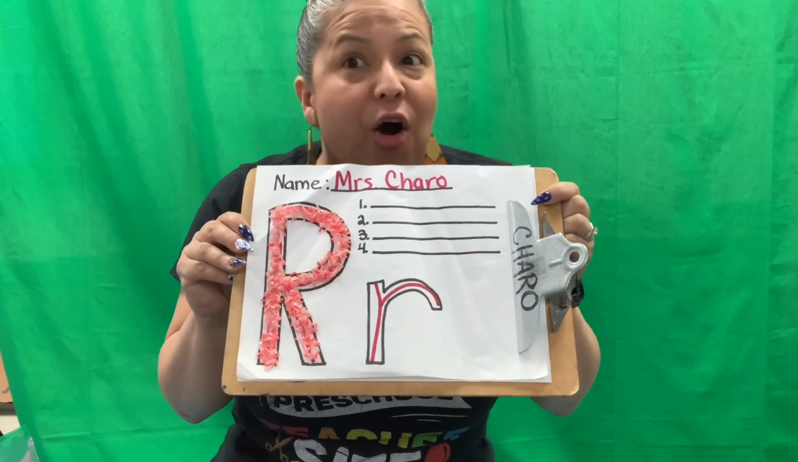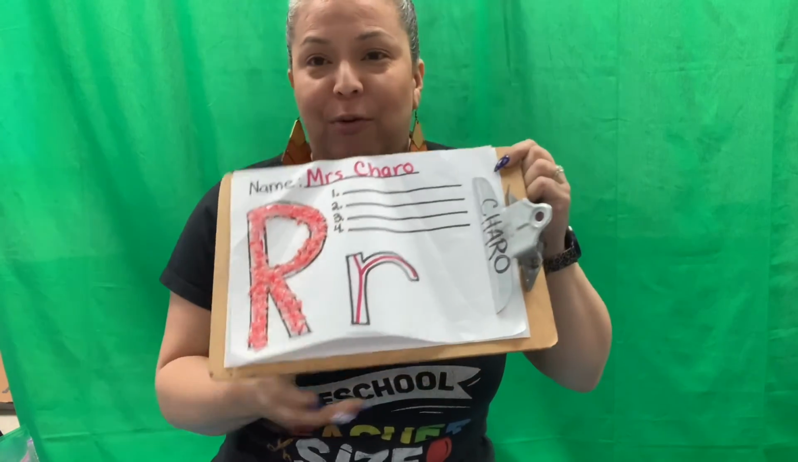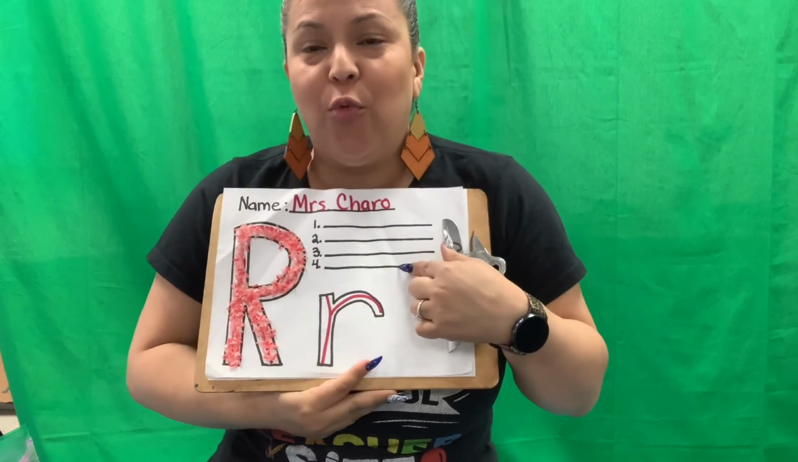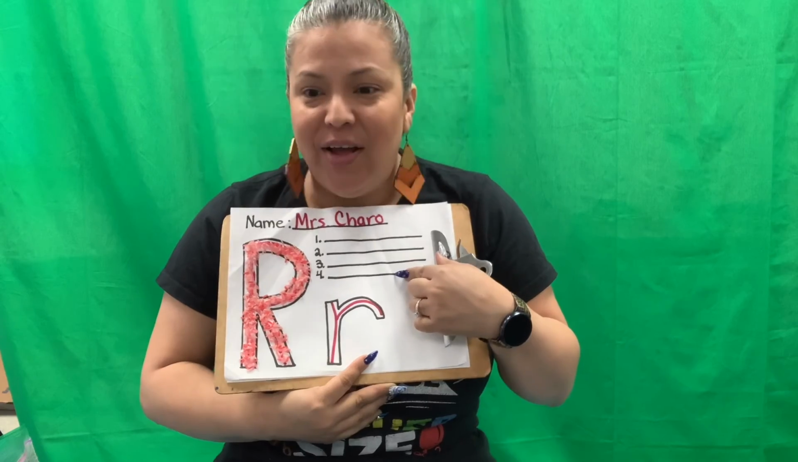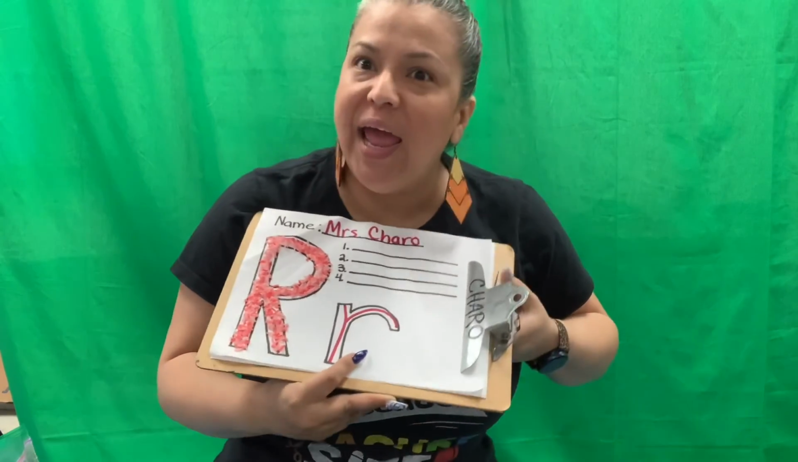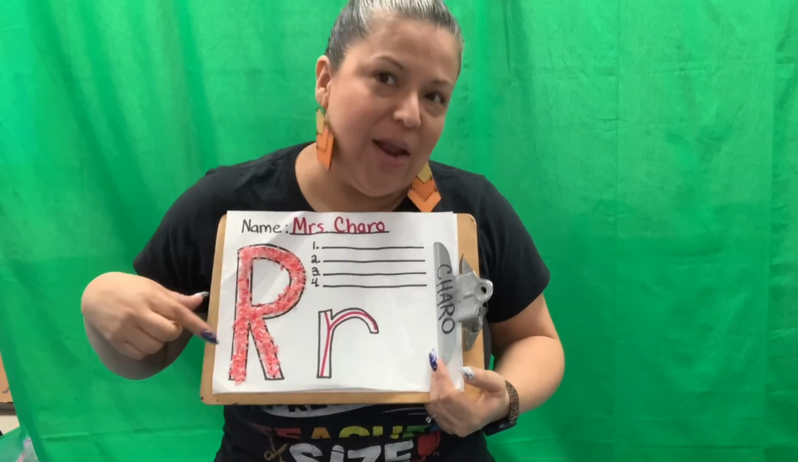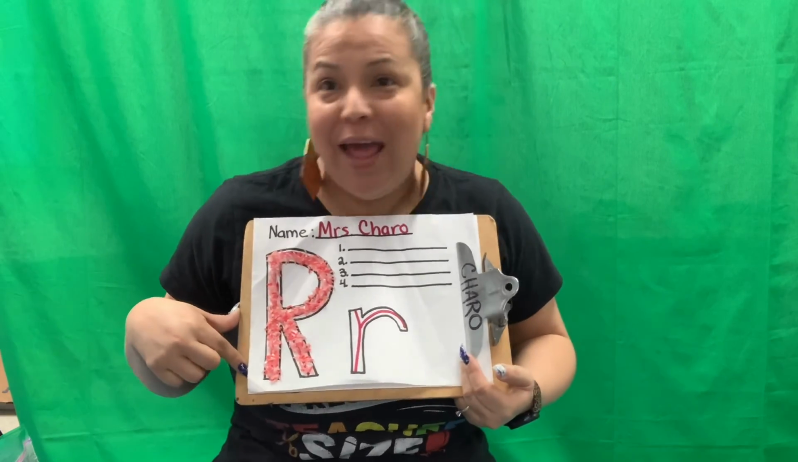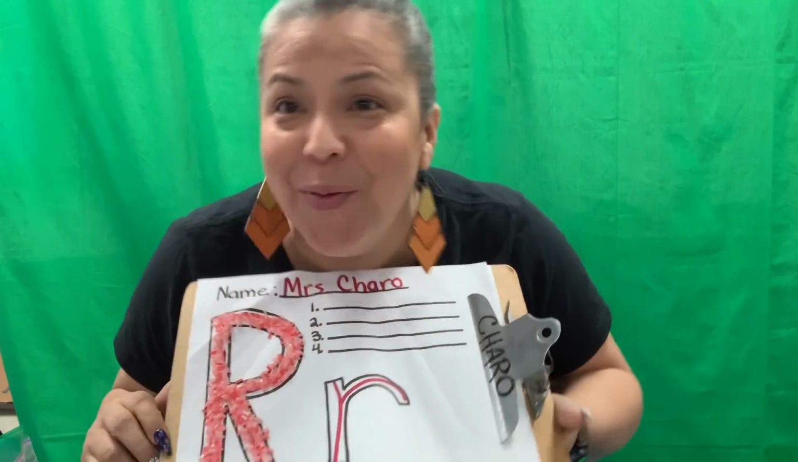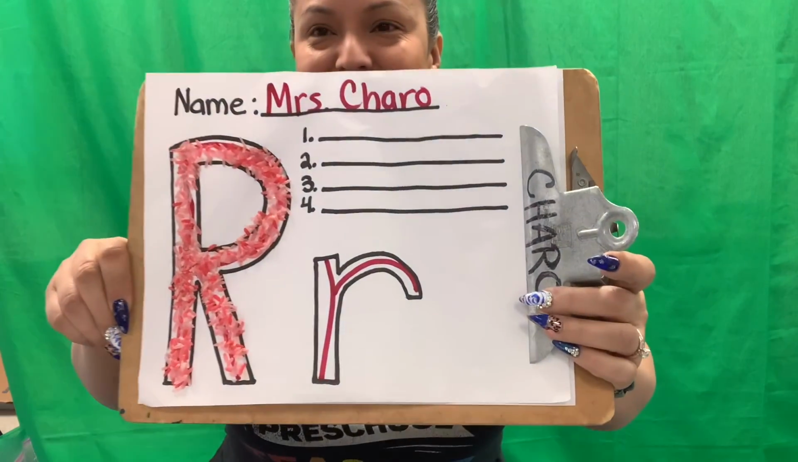So I want to see how awesome your letter R is going to look. And I can't wait to see your 4 words that start with the letter R. What does R say? R, r, r. Like red and rice and right and roll and whatever else you come up with. All right, here's your letter R.